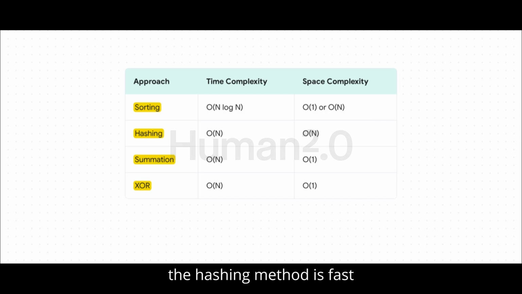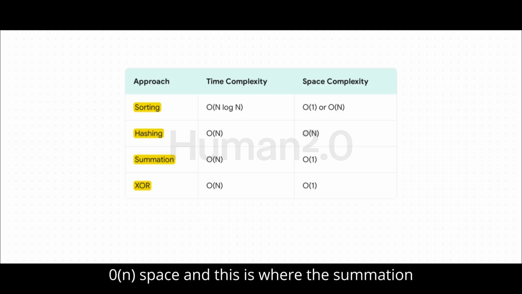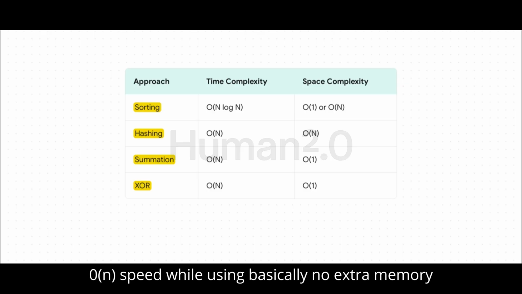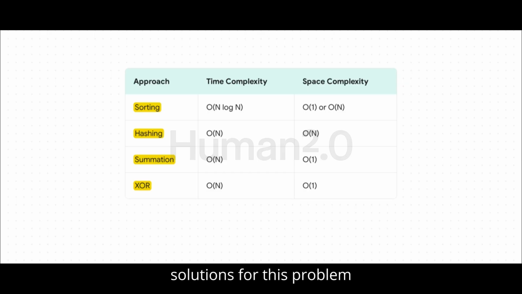The hashing method is fast, but it pays for that speed by using a whole extra array's worth of memory, O of n space. And this is where the summation and XOR solutions truly shine. They give us that top-tier O of n speed while using basically no extra memory. That's what O of 1 means. That combination makes them the gold standard solutions for this problem.